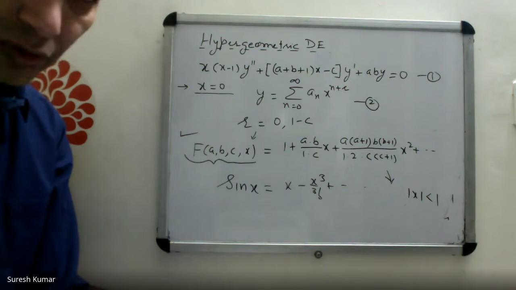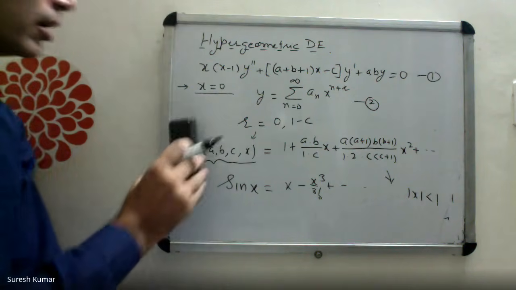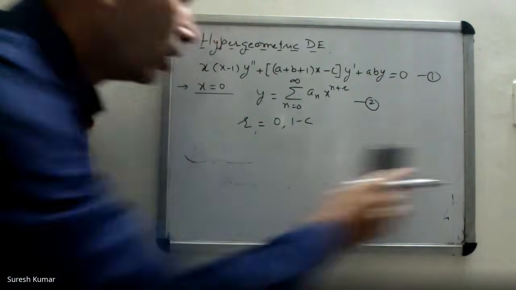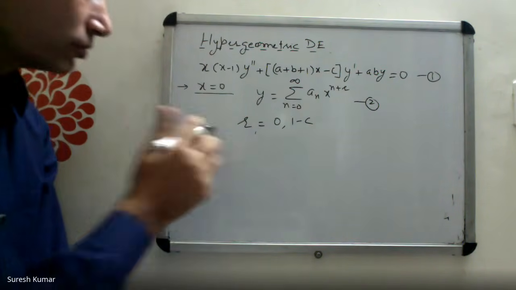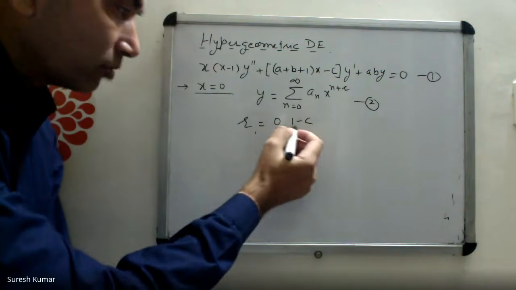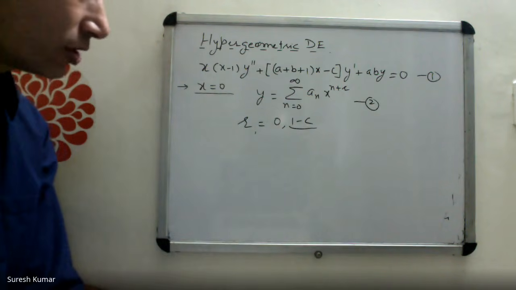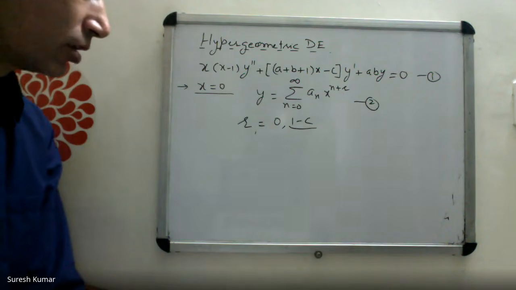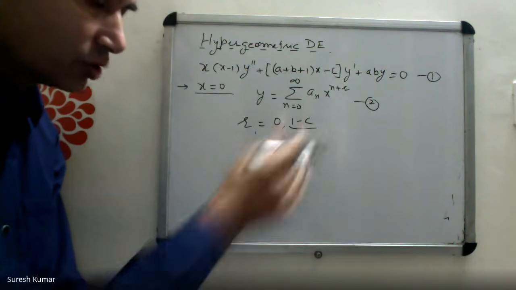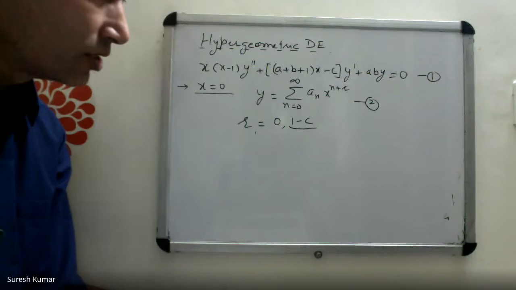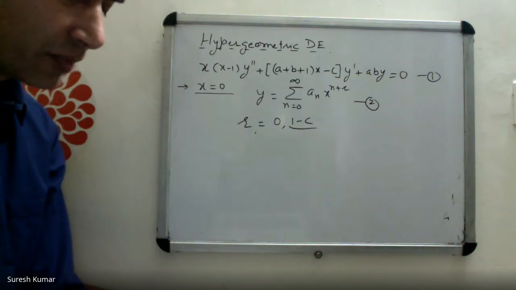Is it fine up to this step? Yes, sir. Okay. Now we have found the solution corresponding to r equal to 0. What about the second root of the initial equation? One way is that we write the recurrence relation and use r equal to 1 minus c and then write the series solution. There is another way.